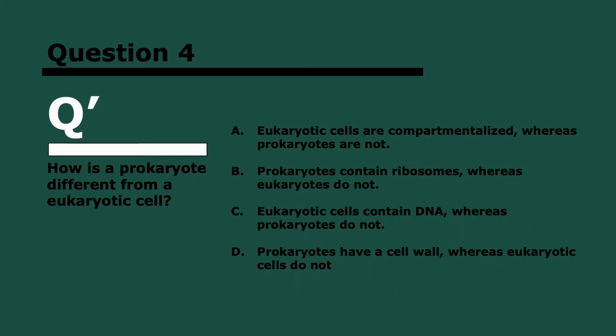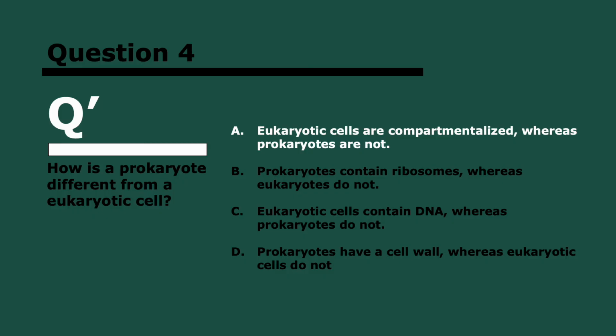Great. So now question 4, this one should be easy. How is a prokaryote different from a eukaryotic cell? 3, 2, and 1. Great. So eukaryotic cells have organelles, therefore they're compartmentalized. They also have a nucleus, whereas prokaryotes do not, and therefore are not.